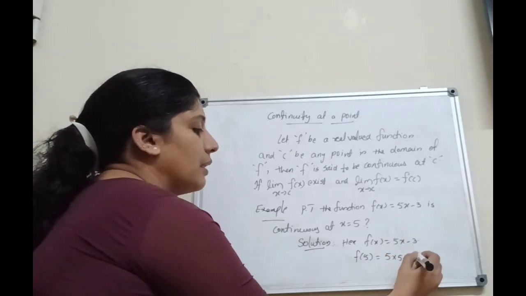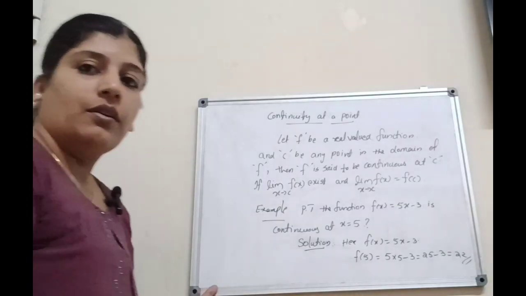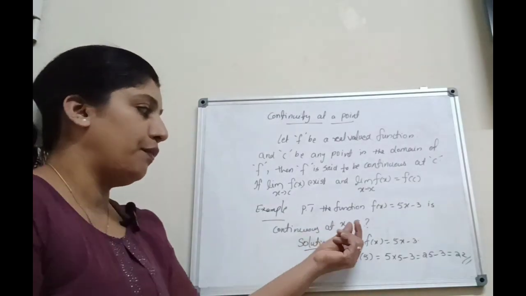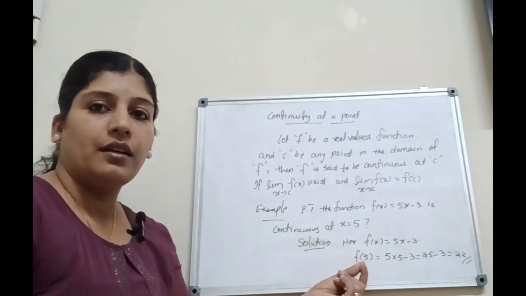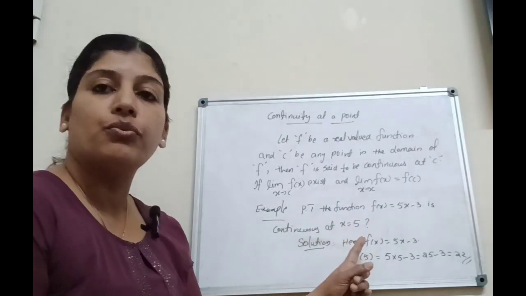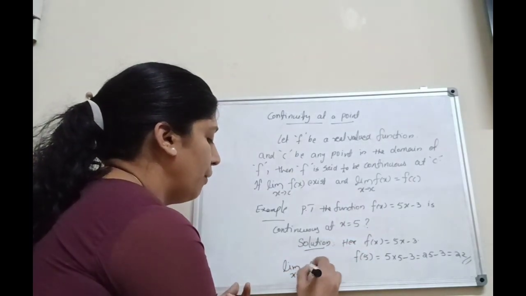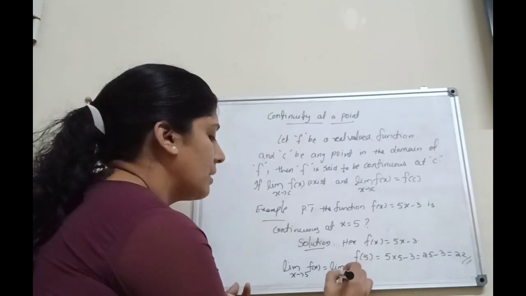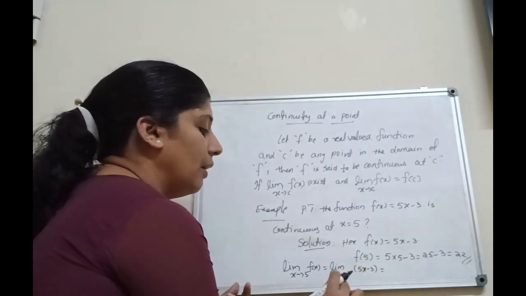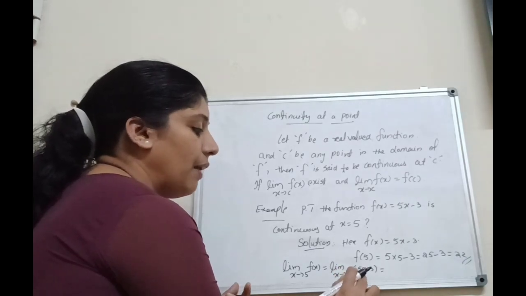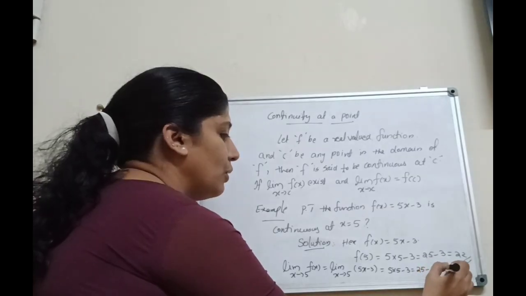5 into 5 minus 3, that's equal to 25 minus 3 equal to 22. Next, by the definition of continuity at point 5, how can we define? Here limit x tends to 5, f of x. What is the value of limit x tends to 5, f of x? That is equal to limit x tends to 5 of 5x minus 3. When x value will be 5, therefore, the value is 5 into 5 minus 3, that's equal to 25 minus 3 is equal to 22.